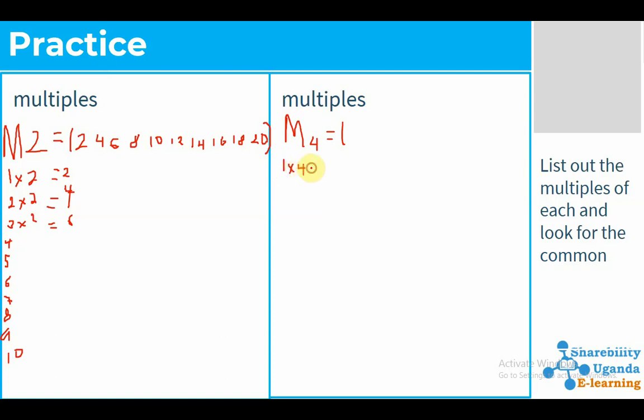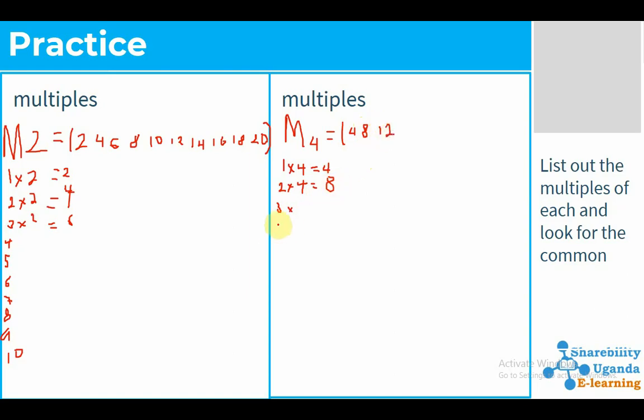Okay, so we shall be able to get our 4. All right, we get our 2 times 4. We shall be able to get our 8. Okay, let me also just write them here. We have a 4, we have an 8. Let me also get another number, which is a 3 times 4. 3 times 4, we shall be able to get 12.